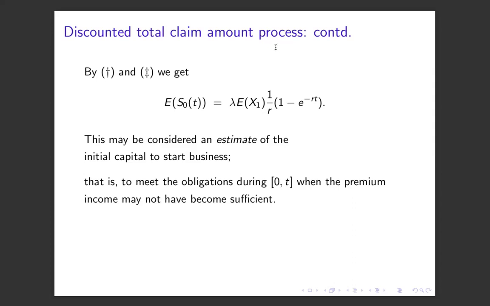You can easily check that the limit of the left side as r goes to 0, that is, as the rate decreases to 0, is precisely the expectation of S_t, that is, the undiscounted total claim amount process, the expectation of that. That is to be expected, of course.